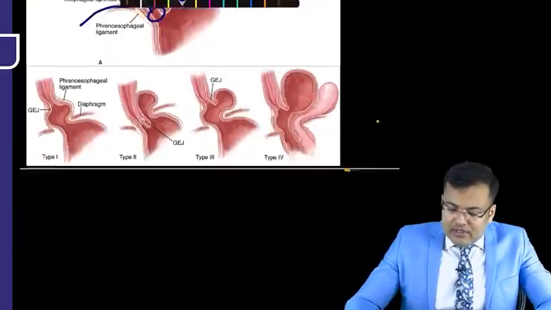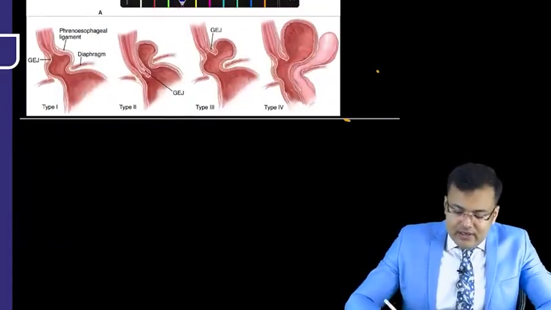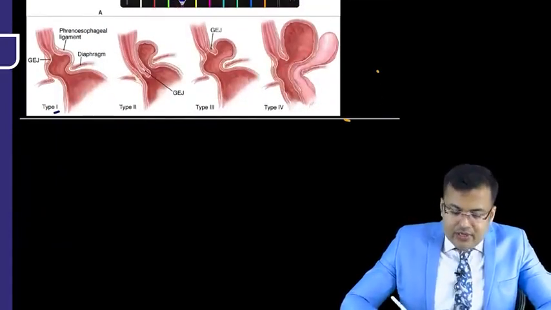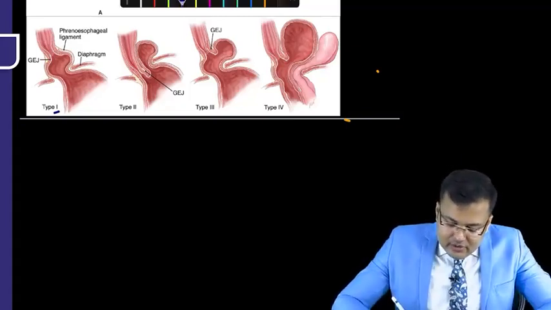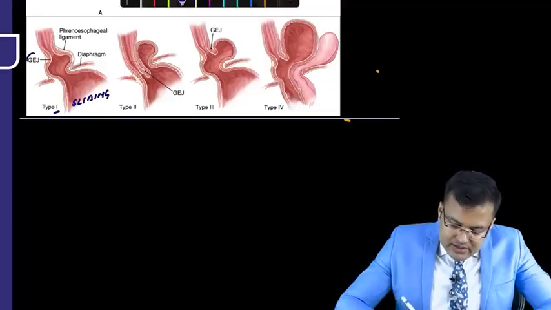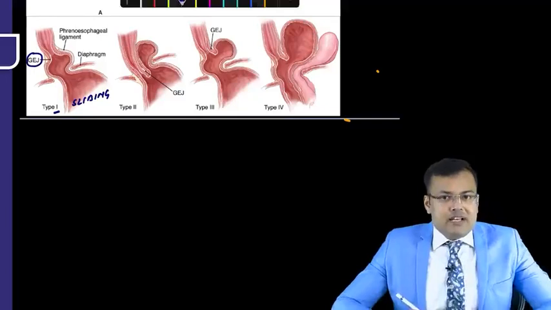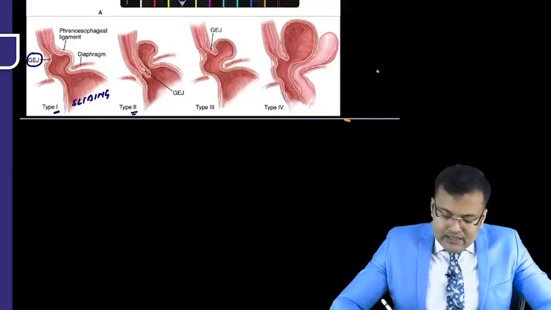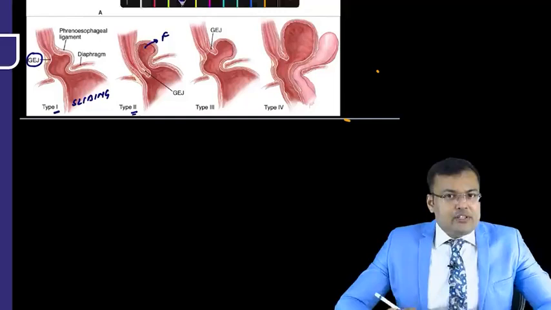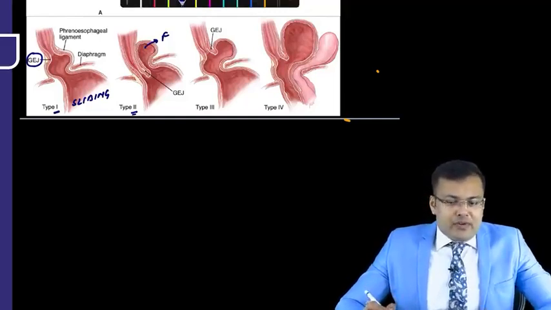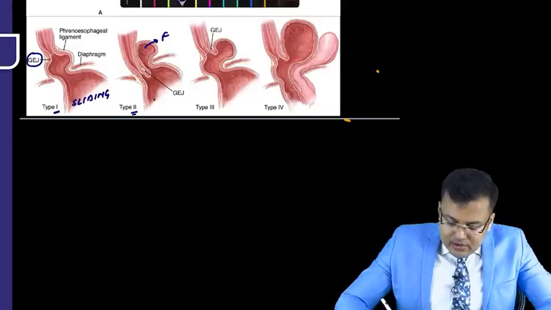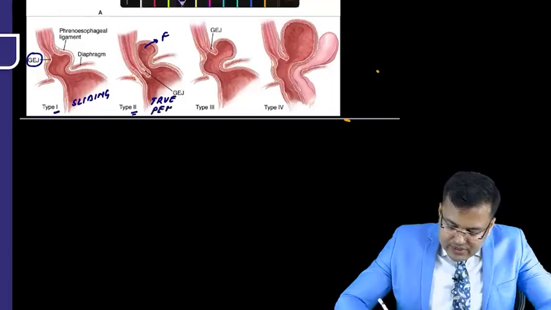First, what are the types of hiatus hernia? Here you can see this is type 1. Type 1 is also known as sliding hernia, since there is herniation of only the GE junction. In type 2, you can see there is herniation of the fundus. So this is known as rolling hernia, also known as true paraesophageal hernia.